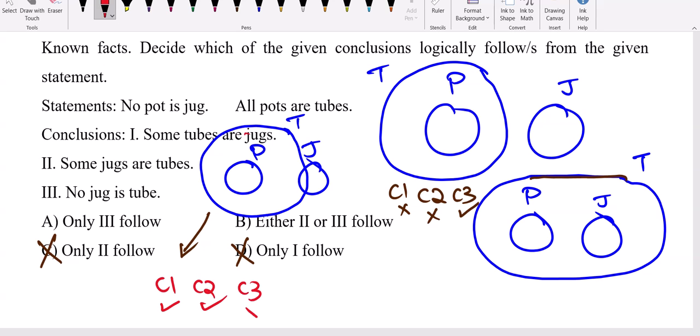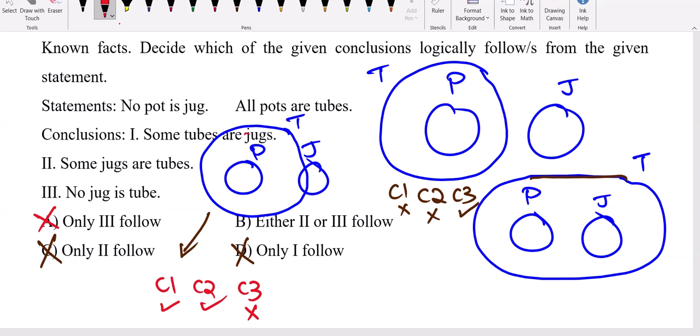Third one wrong. Now I cannot go for only three follows also. Why? Only three follows means three should be true in all the diagrams, but three is not correct here. All eliminated except B. Now, okay, let's analyze this one also.